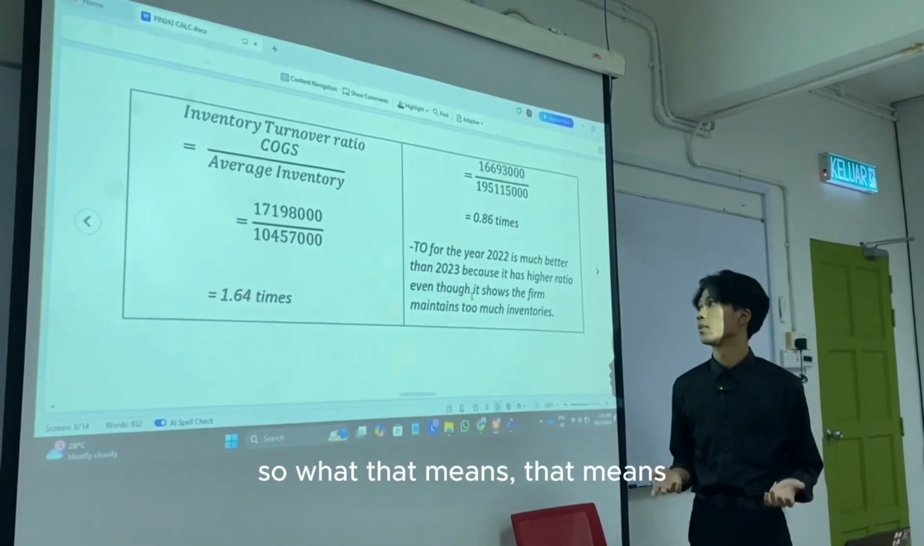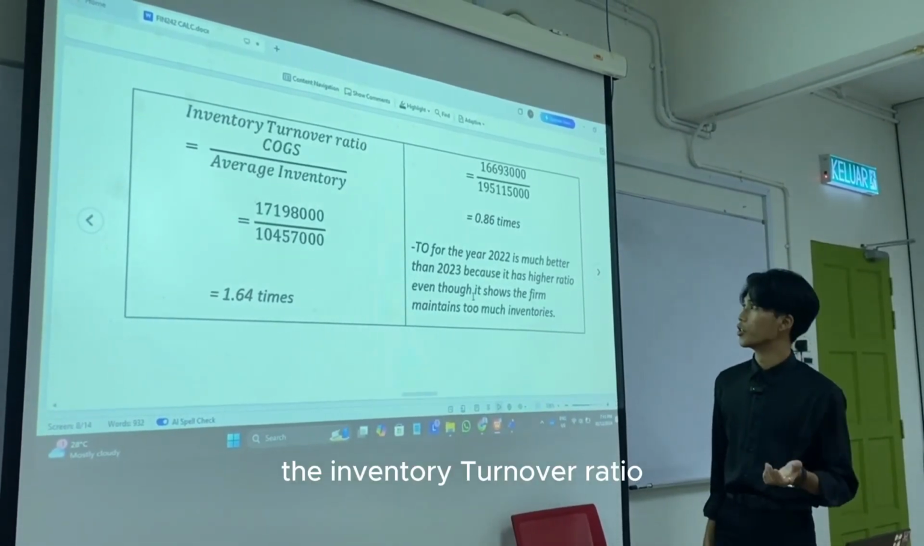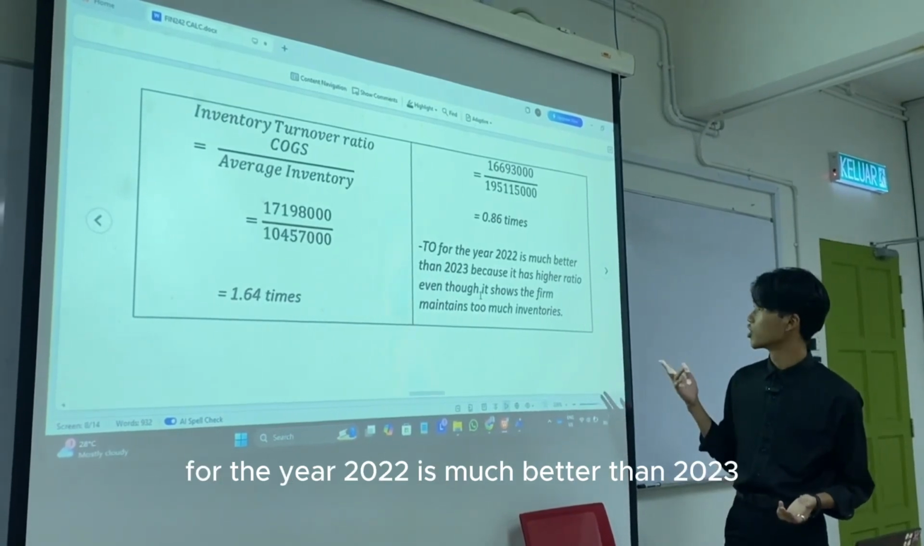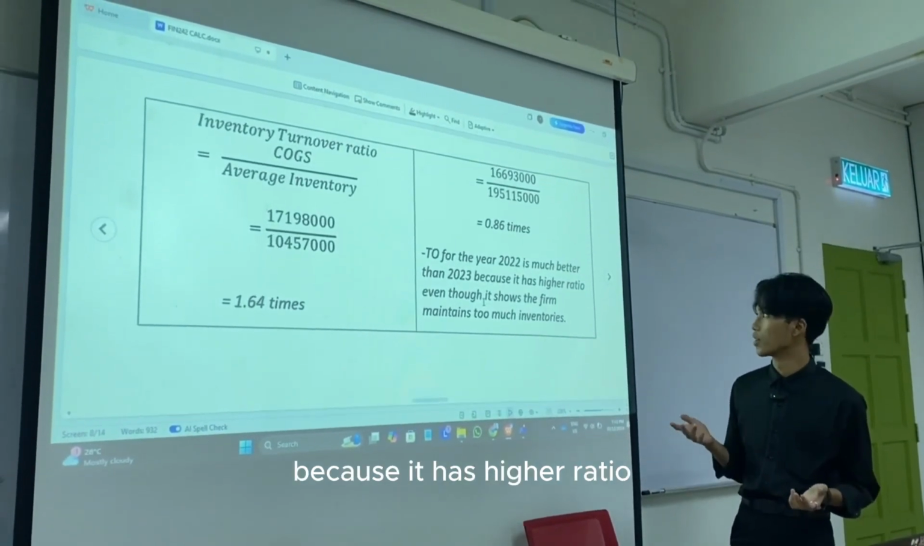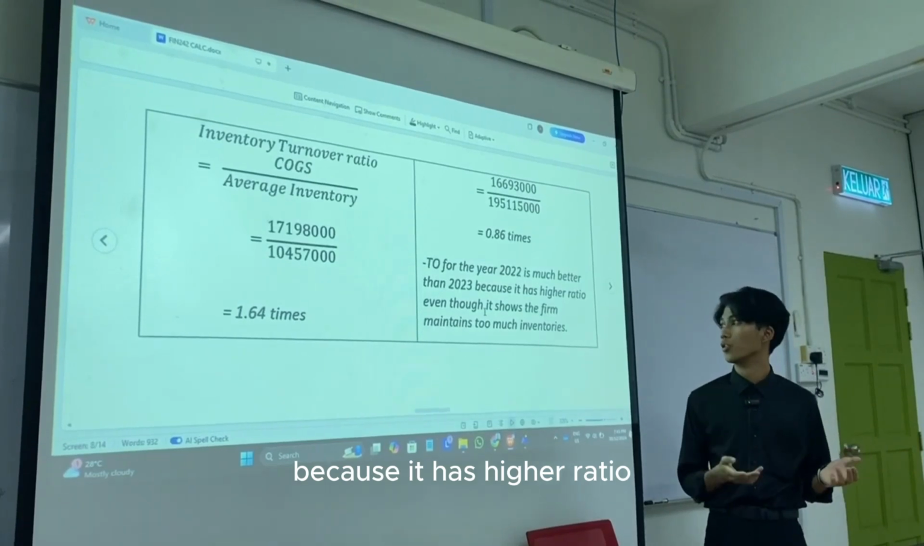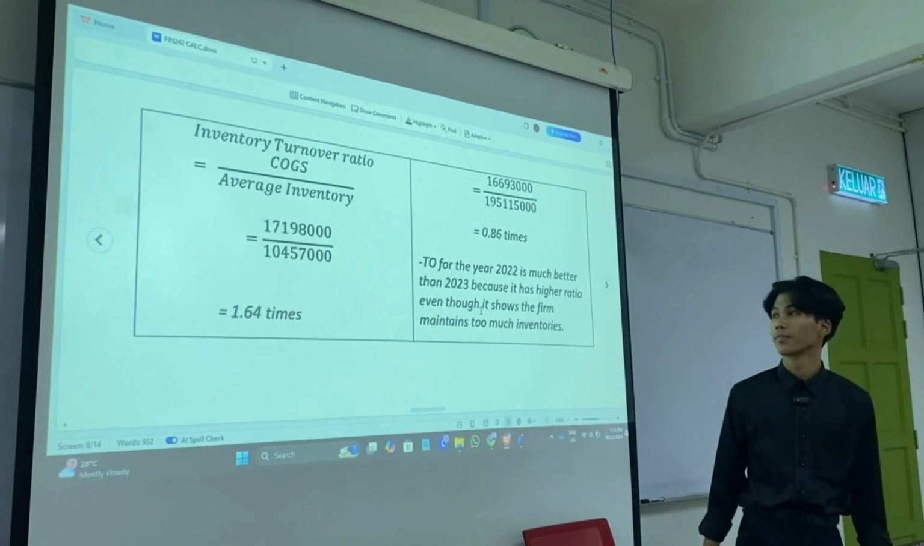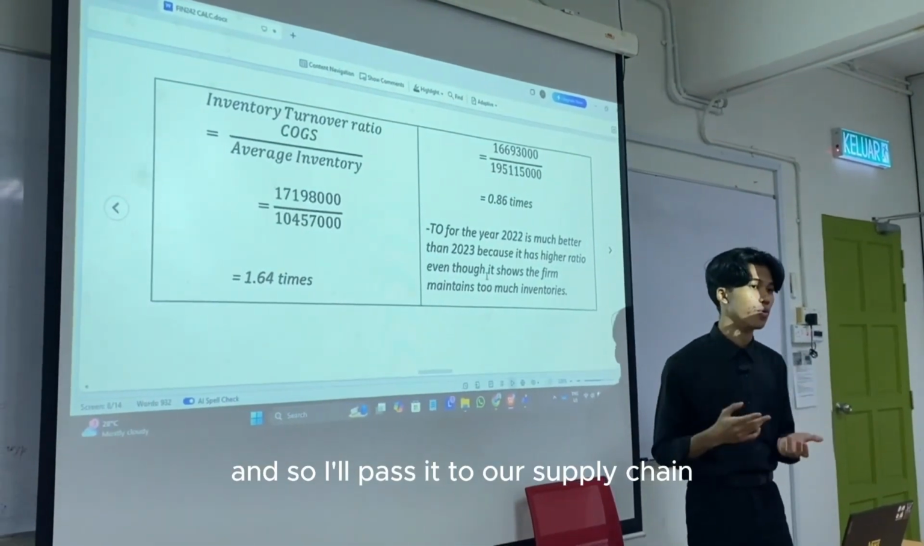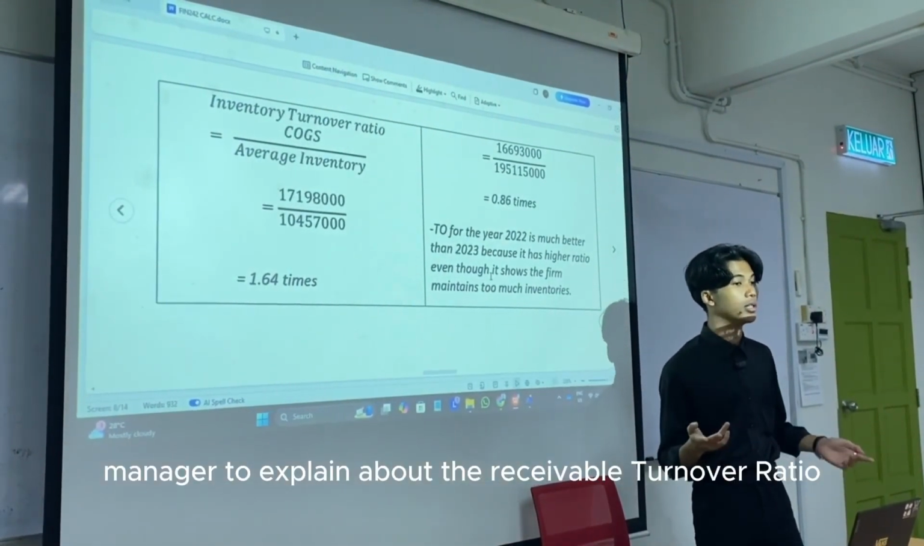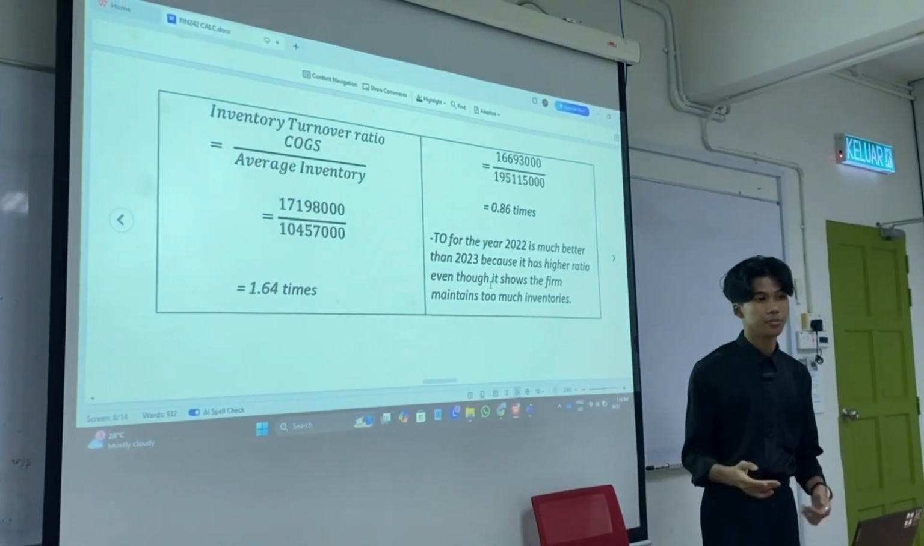So what does that mean? It means the inventory turnover ratio for the year 2022 is much better than 2023 because it has a higher ratio, even though it shows the firm maintains too much inventories. And so I'll pass it to our supply chain manager to explain about the receivable turnover ratio.